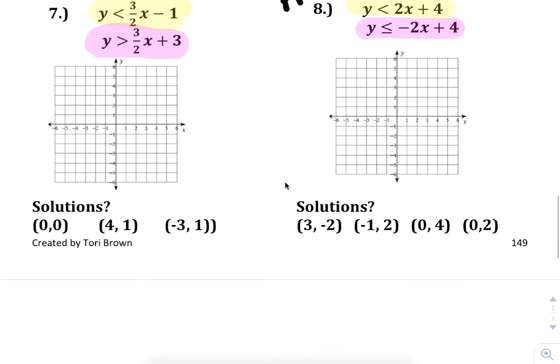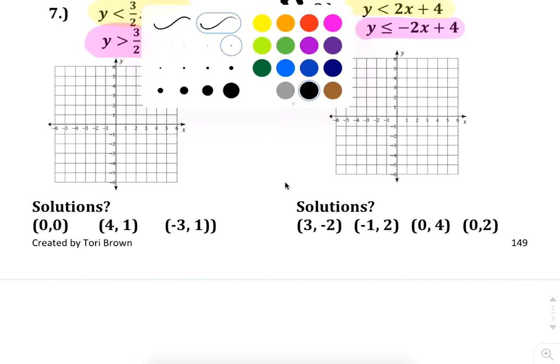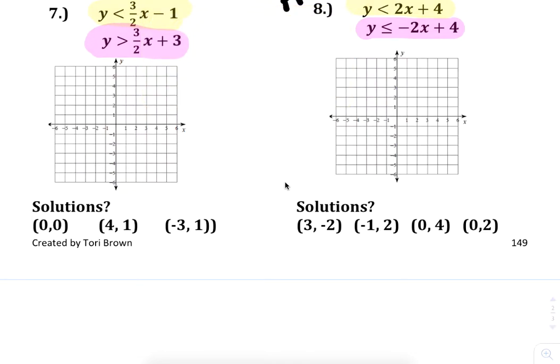All right. Problem 7. Let's graph the top one. My top equation is going to begin at -1, rise 3, run 2. This time again, we're going to use dash lines. And it's going to shade less than. So we're going to go lower than this line this time.